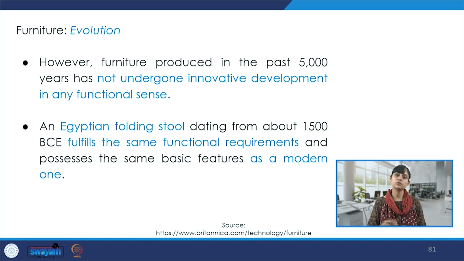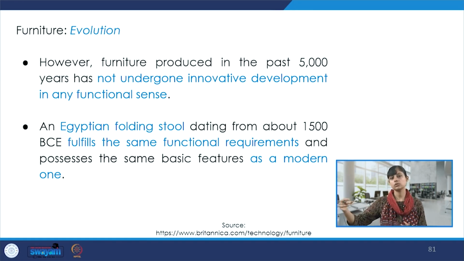Furniture produced in the past 5,000 years has not undergone innovative development in any functional sense, largely speaking. But of course, we do talk about sustainable development goals, life cycle assessment and circularity, and trying to use materials which are unconventional, which produce less harm to the forest and the environment, etc.